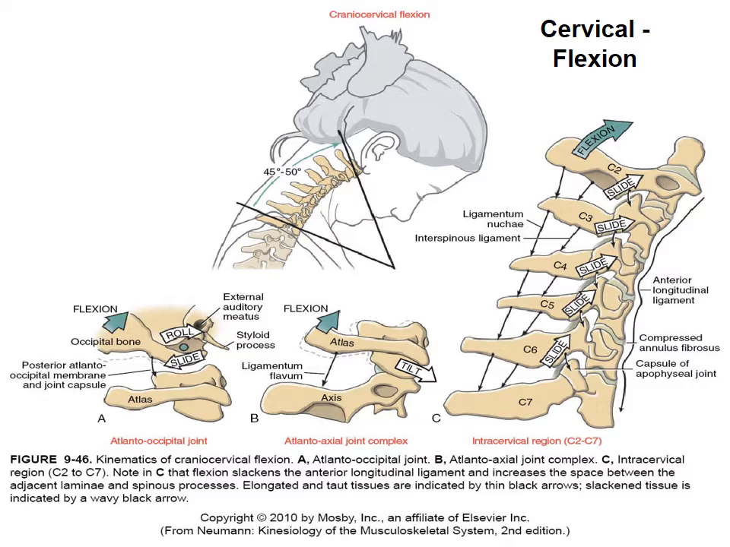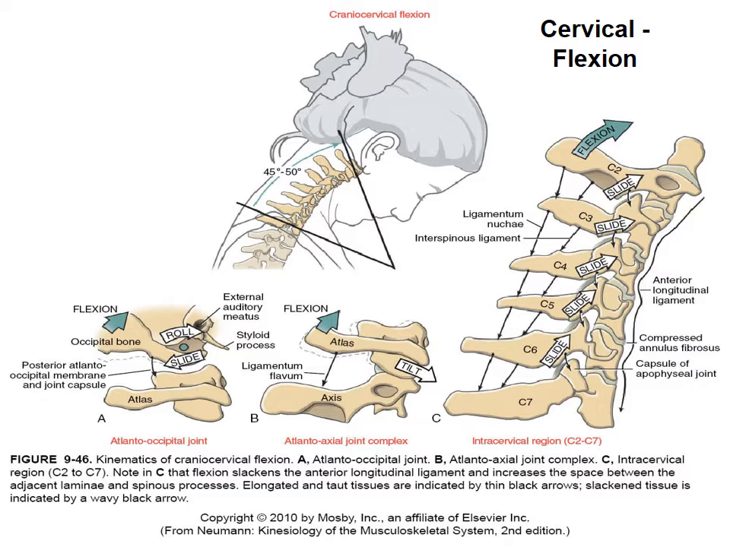The atlanto-occipital Z joints can roll and slide in a similar fashion to how they do in extension, but only to about 5 degrees before the posterior occipital membrane and the Z joint capsules that are posterior start to tighten. The atlanto-axial Z joints can tilt anteriorly to about 5 degrees as well, and in this case it's ligamentum flavum that starts to tighten to limit their flexion.